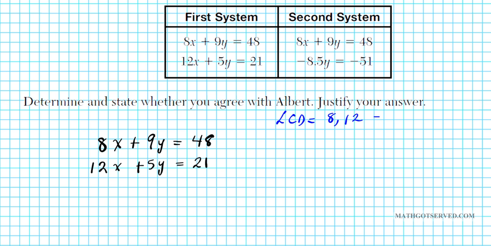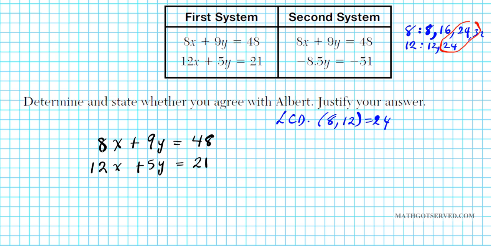LCD of 8 and 12 is 24. Okay, let me rewrite that. LCD of 8 and 12 is 24. There are different ways you can figure this out. So 8, for example, what are the multiples of 8? 8 times 1 is 8. 8 times 2 is 16. 8 times 3, 24. 8 times 4 is 32. And what are the multiples of 12? 12. 12 times 2 is 24. Voila. There goes the smallest number that shows up in the multiples of these two. Our LCD is 24. Okay, so what do I want to do now?